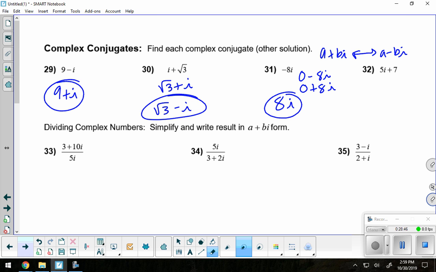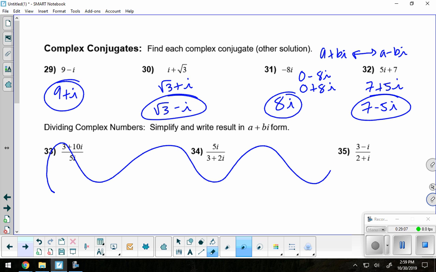Since you don't have the real number in your complex number, it would just be 0 in that case. And 32, the last one, so again, it's not in the proper form, so make sure you rewrite it in the proper form, it'd be 7 plus 5i. Now the conjugate is 7 minus 5i. And there you go. Okay, we no longer actually do division anymore, so we're not even going to worry about these last few examples. We just put a big X through that. We're not going to be doing division either.